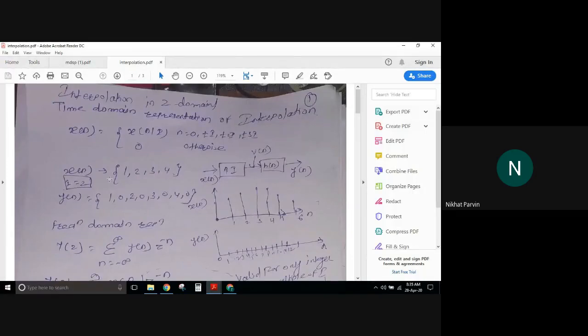Definitely, when you are inserting, if you see x of n, 1 2 3 4, n equals 0, n equals 1, n equals 2, and n equals 3. That means at n equals 3 you got the last magnitude. But when you are inserting zeros in between, your y of n will be at n equals 0, 1, 2, 3, 4, 5, 6, 7. At the sixth interval you get your 4, whereas here you got it at the third interval only. That means what? Here you can see.